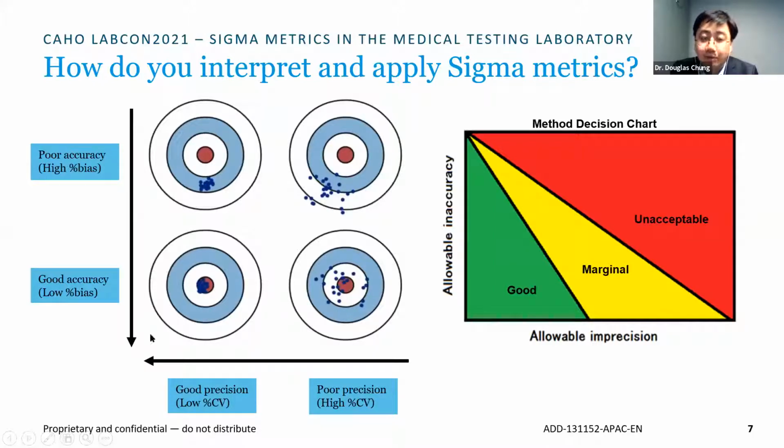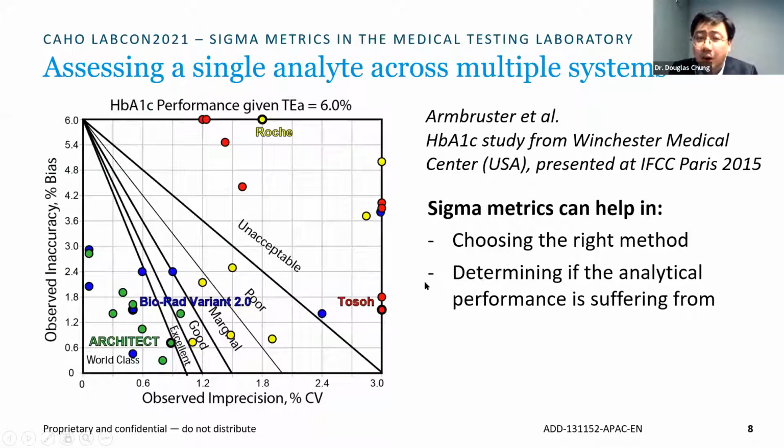So that's why for lab analytical performance, we want to be in this lower left-hand corner, where you have good accuracy and good precision. And as you get away from this lower left-hand corner, then you get towards marginal and towards unacceptable performance. Now, this method decision chart and this sigma process can be used to assess the quality of different things. So first, we can use it to assess a single analyte across multiple systems.